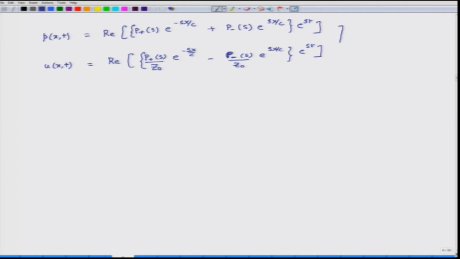So, these are transmission line equations for pressure and velocity.